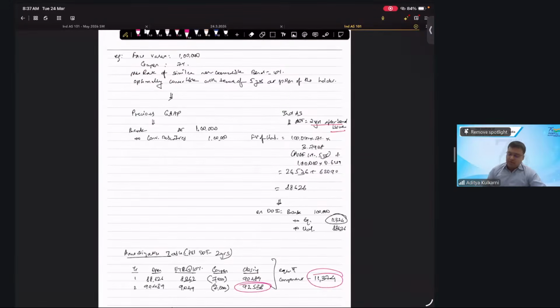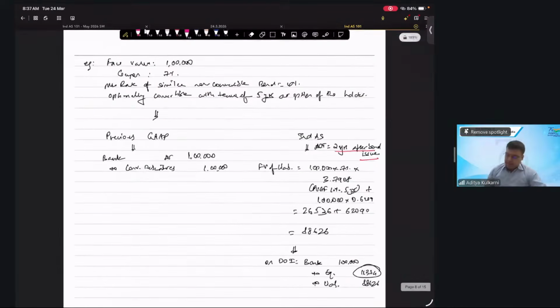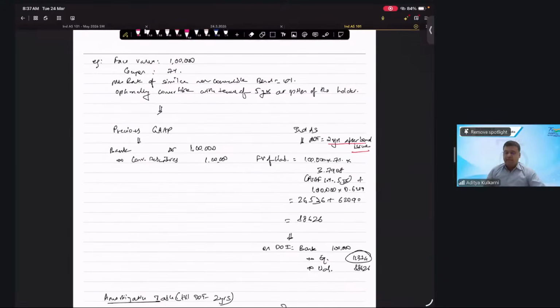Yes. So in this particular case, let us take an instrument with a face value of 1 lakh, coupon 7%, market rate is 10%, optionally convertible with tenure of 5 years at the option of the holder. Under previous GAAP, you would treat it straight away as bank account debit to convertible debentures 1 lakh. Are you able to follow?